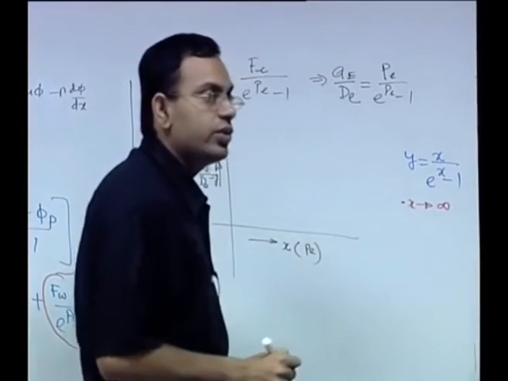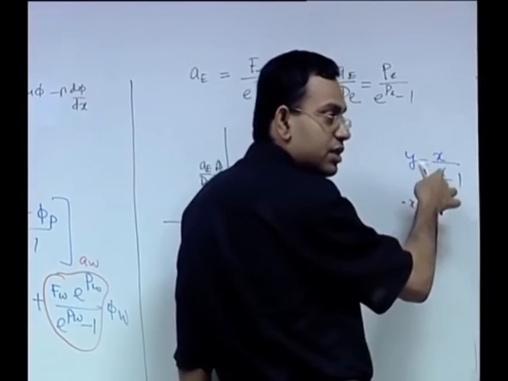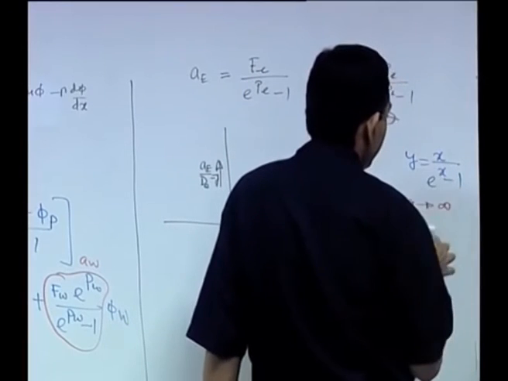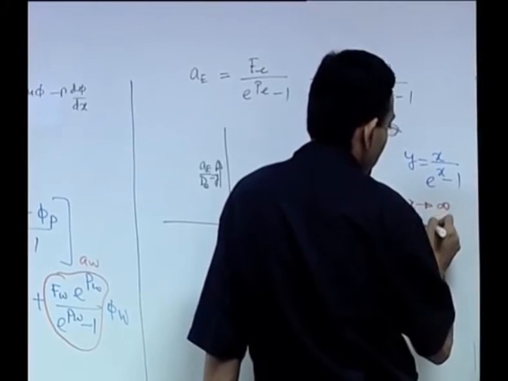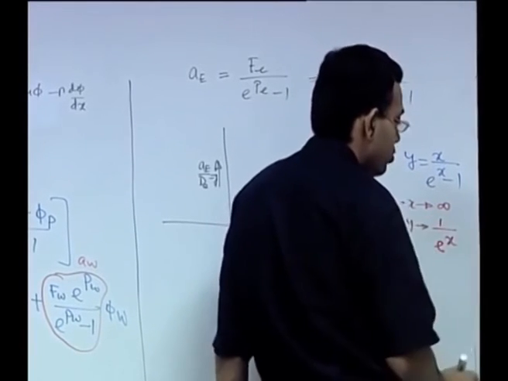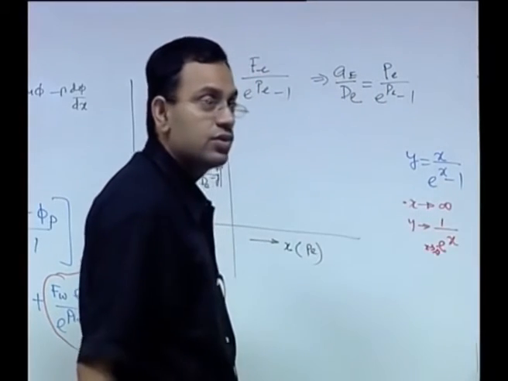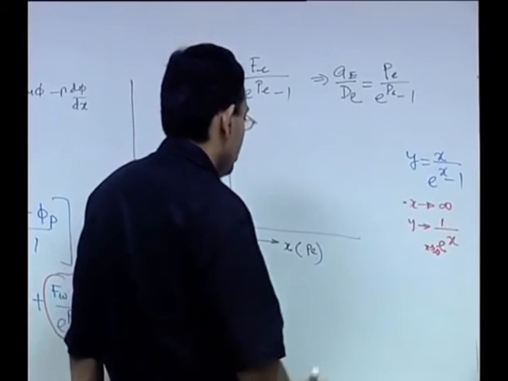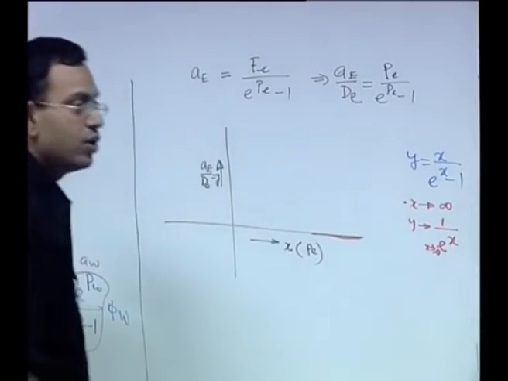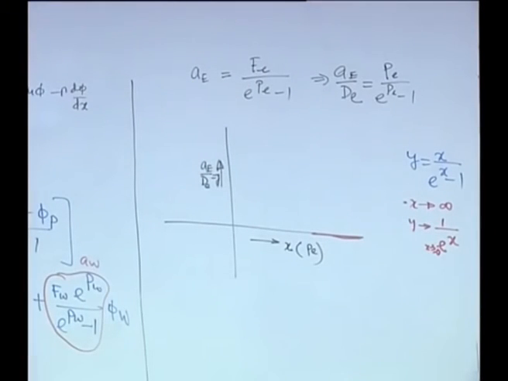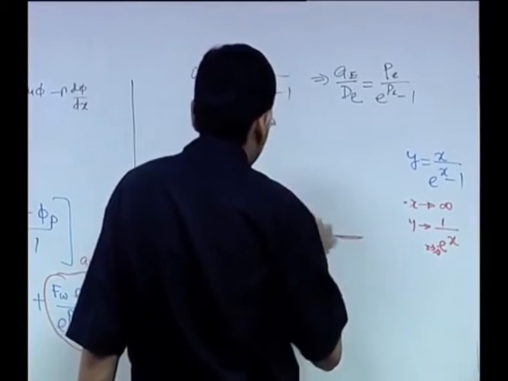When x tends to infinity, it is an infinity by infinity form, so you can use L'Hopital's rule for calculating the limit. So, y will tend to 1 by e to the power x as x tends to infinity, so it will tend to 0. For a numerical purpose, infinity means just something very large. So, when x tends to something very large, y tends to 0.